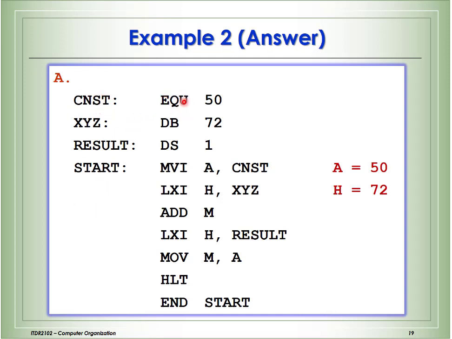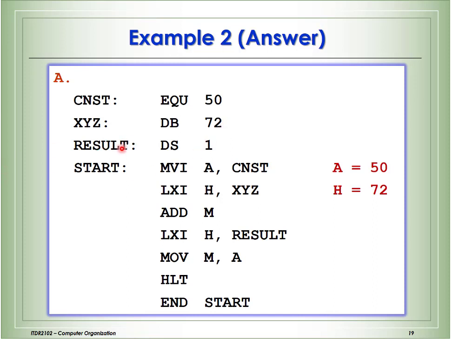Now here you can see this is the directive. In our program, they are asking us to use the directive EQU, equate, and then 50. So the value 50 is assigned to the constant. Then 72, if you see here XYZ, this is again a name, and then this is DB. DB is again a directive, which is define byte. So define byte means reserve one byte in the memory location for 72.